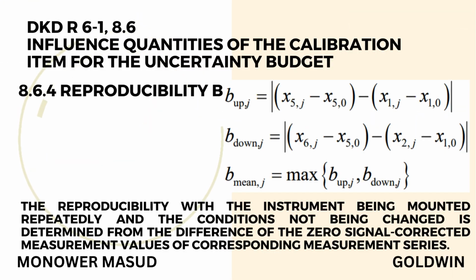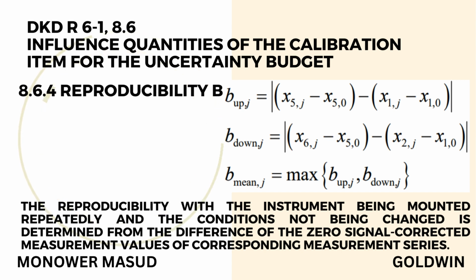Reproducibility, B. The reproducibility, with the instrument being mounted repeatedly and the conditions not being changed, is determined from the difference of the zero signal-corrected measurement values of corresponding measurement series. Reproducibility, B, is the measure of an instrument's consistency when mounted repeatedly without changing conditions. It is calculated by examining the differences in zero signal-corrected measurement values across corresponding measurement series.